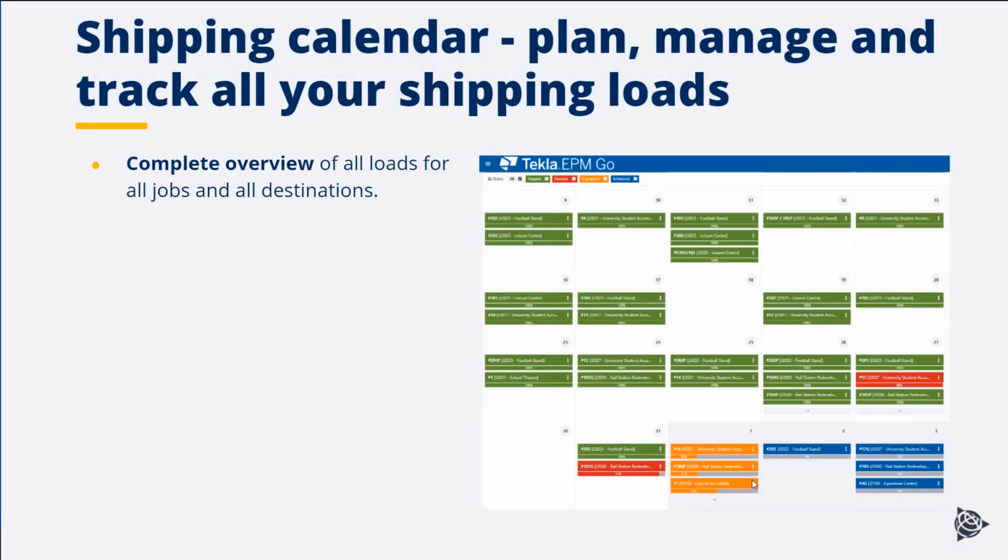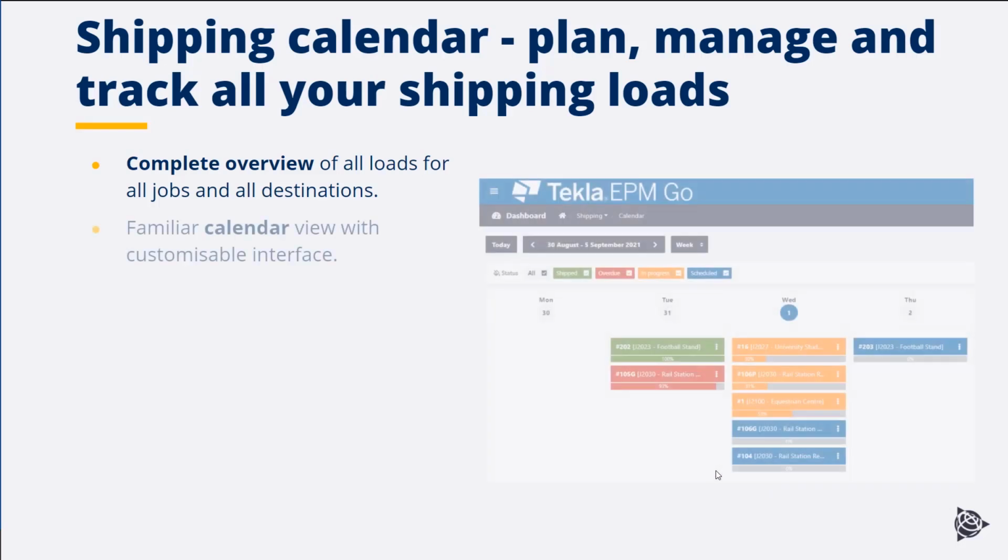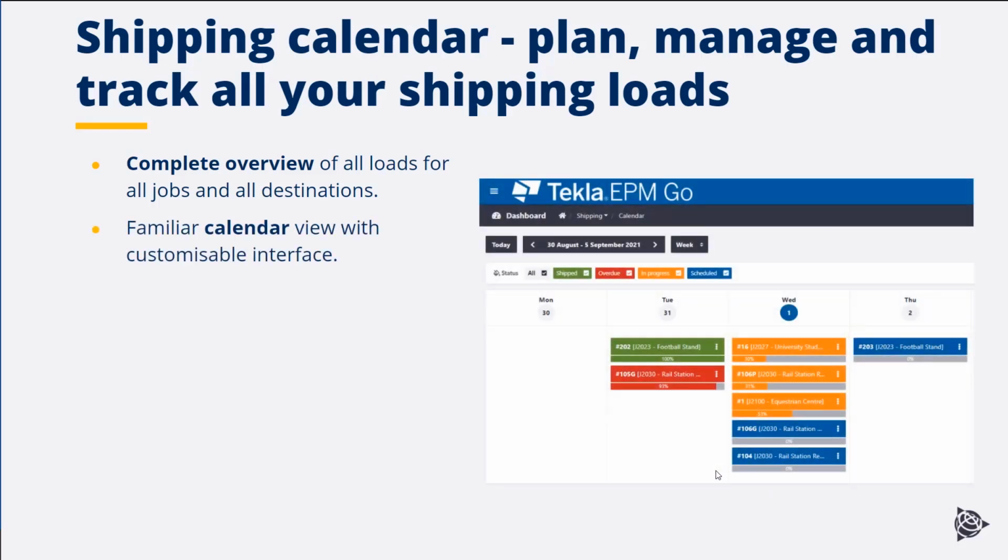At a high level, the shipping calendar is a complete overview of all of your shipping loads within Tekla EPM. So we no longer have to look at our shipping job by job. We've got one screen where we can see every load to every destination, regardless of its status. We've implemented a really familiar calendar interface, so for those who are familiar with Outlook or Google Calendars, it should be a really easy tool to pick up and start using straight away.